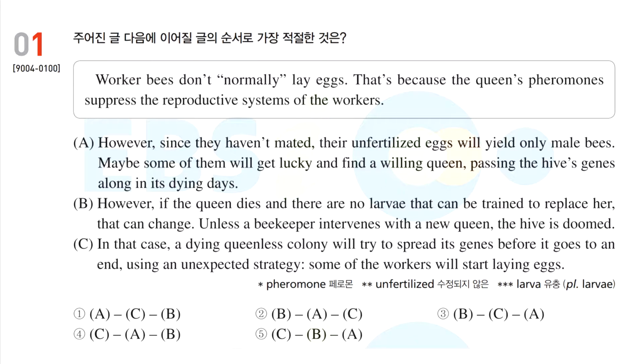In that case, a dying queenless colony will try to spread its genes before it goes to an end. Using an unexpected strategy, some of the workers will start laying eggs. However, since they haven't mated, their unfertilized eggs will yield only male bees. Maybe some of them will get lucky and find a willing queen, passing the hive's genes along in its dying days.